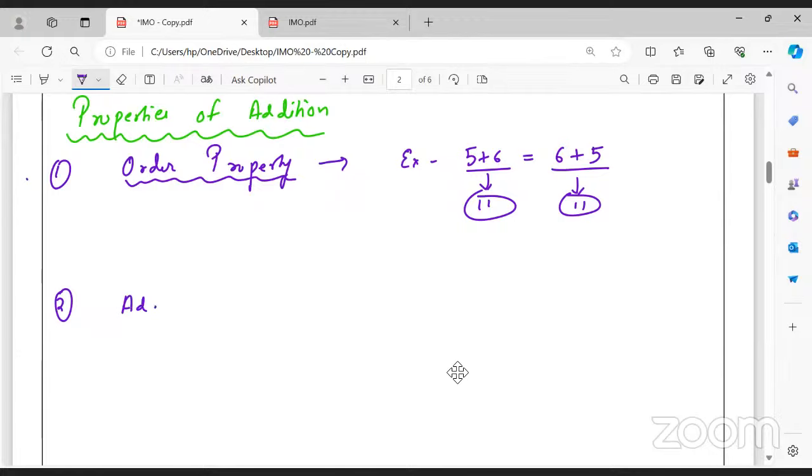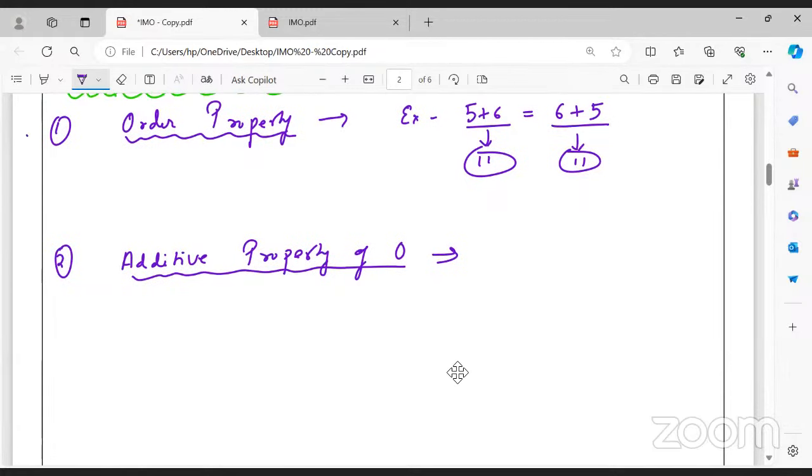Yes, somebody said that. Somebody wrote it previously. Additive property of 0. It's not called zero property, it's called additive property of 0. That means if you add any number with 0, you get the same number. For example, 23 plus 0 is equal to 23. Yes or no? Associative property, okay, great. Closure property, great.